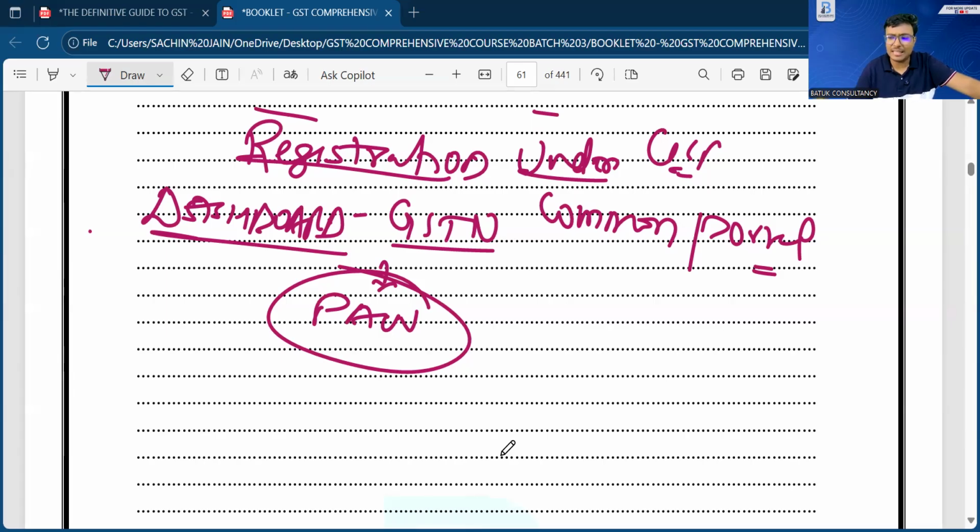Yes, if exclusively exempted and you have not taken the GST, then why e-way bill? In case of export, sir, GSTN is required.